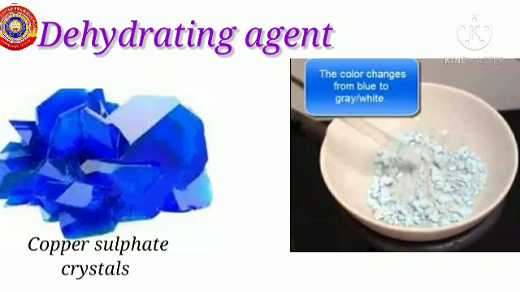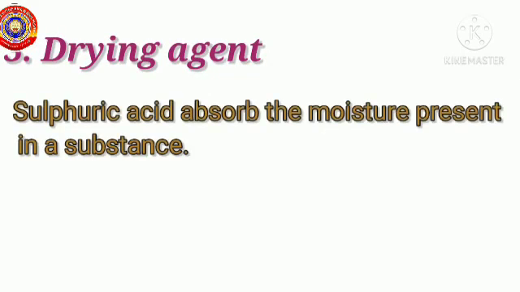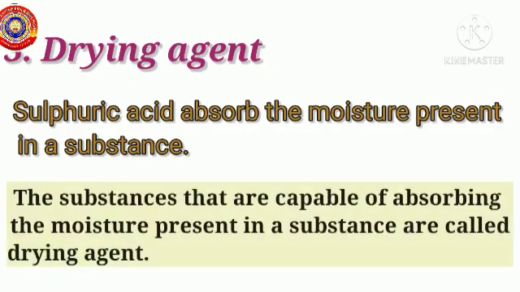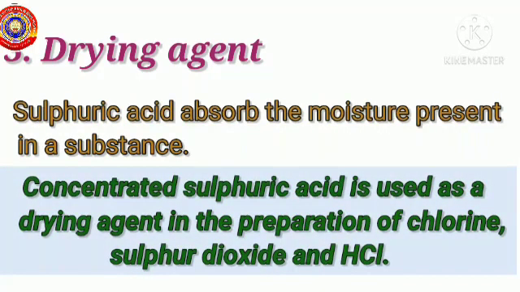The next chemical property of sulfuric acid is its drying nature. Concentrated sulfuric acid not only acts as a dehydrating agent but also a good drying agent. Let's define these drying agents. Drying agents are substances which are capable of absorbing the moisture present in a substance. Therefore, it is used for the preparation of chlorine, sulfur dioxide and HCl.